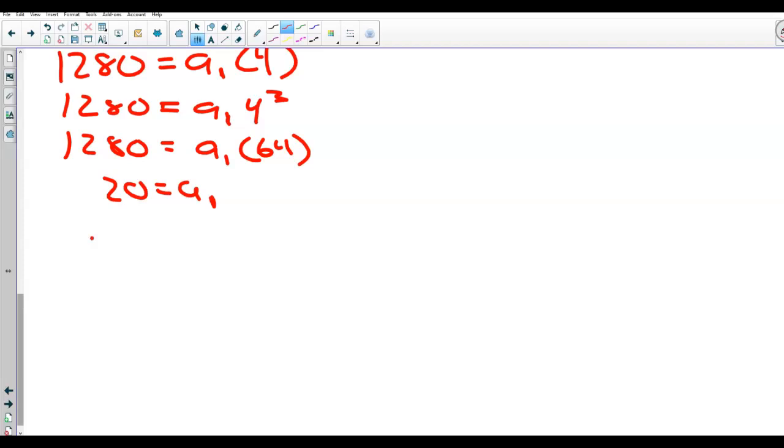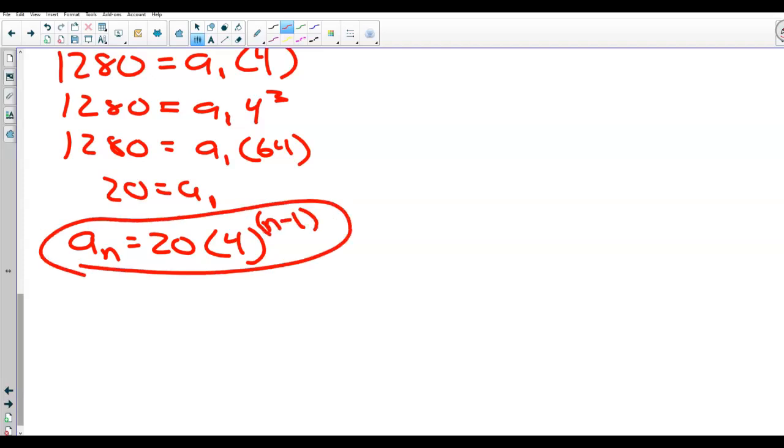So a_n = 20 · 4^(n-1). You always go back and write that original rule. I'm not asking for a sum of anything here. I'm not asking for what the 20th term is or something, so we can just leave it as the rule.